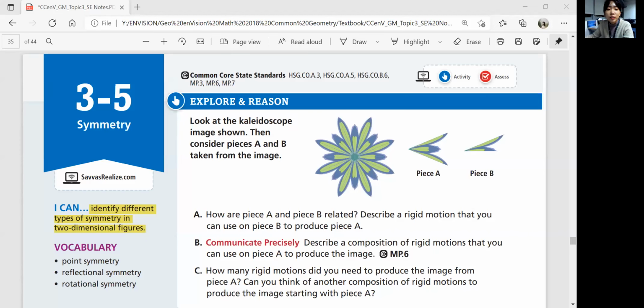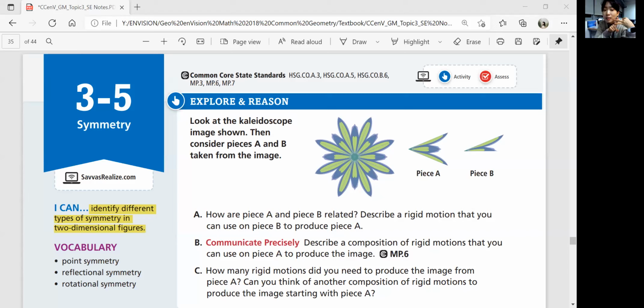Hello, this is Geometry, Lesson 3-5, Topic 3, Lesson 5. This is the last lesson of the topic. It's about symmetry. So in this lesson, first, we'll describe the rotations and/or reflections that carry a polygon onto itself.